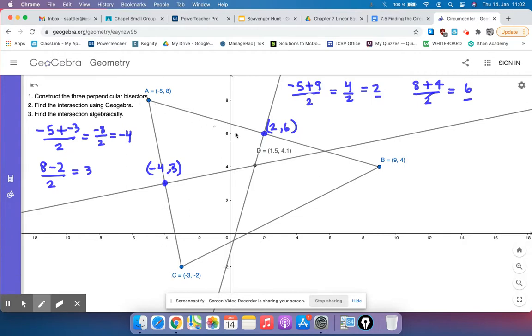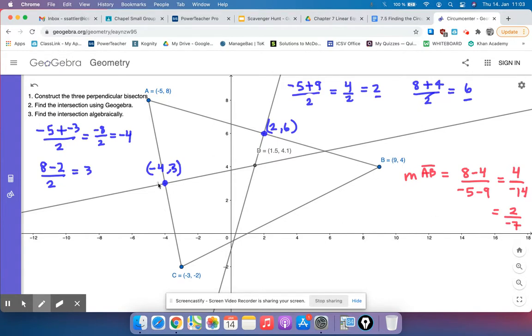Okay, now we need to find the slope of each side. So the slope of AB, now we do the slope formula. So take the y's and subtract. So 8 minus 4, put those on the top. And the x's and subtract. -5 minus 9. So that's going to be 4 over -14. We're going to want to simplify that. Cut those in half. 2 over -7.